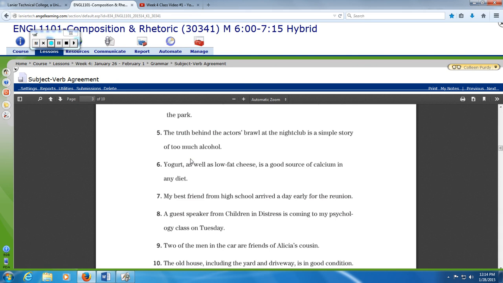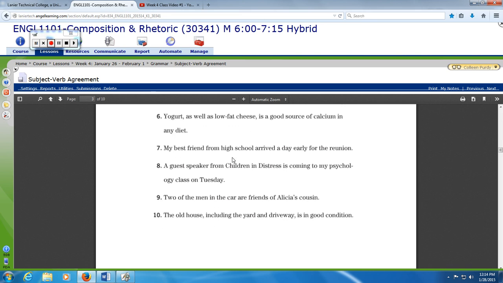As well as low-fat cheese. This is probably an adjective or adverb phrase. It's non-essential. Of calcium in any diet, two prepositional phrases. So yogurt is a good source. Yogurt subject, is a verb, because this is describing yogurt. My best friend from high school arrived a day early for the reunion. From high school, prepositional phrase. So your subject is my best friend, arrived a day early.